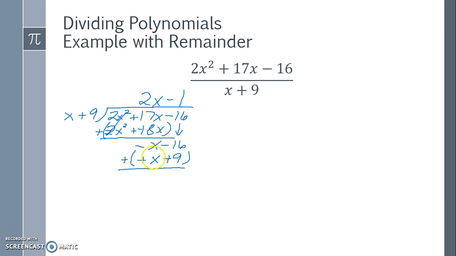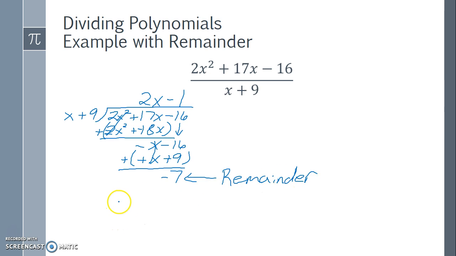So negative x plus x is 0. Negative 16 plus 9 is going to be negative 7. And this is going to be our remainder. We have the negative 7 left over. Before in the previous problem we had 0. Now we have a number left over.